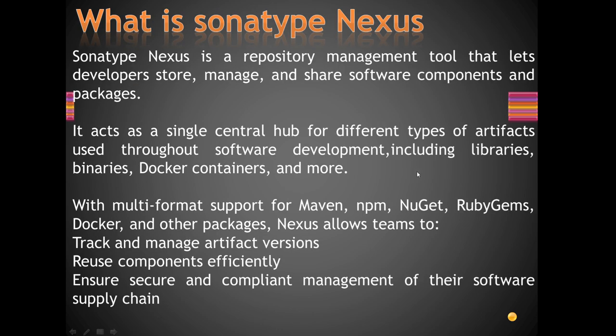What is Sonatype Nexus? Sonatype Nexus is a repository management tool that lets developers store, manage, and share software components and packages. It acts as a single central hub for different types of artifacts used throughout software development, including libraries, binaries, Docker containers, and more. With multi-format support for Maven, NPM, NuGet, Ruby gems, Docker, and other packages, Nexus allows teams to track and manage artifact versions, reuse components efficiently, and ensure secure and complete management of their software supply chain.